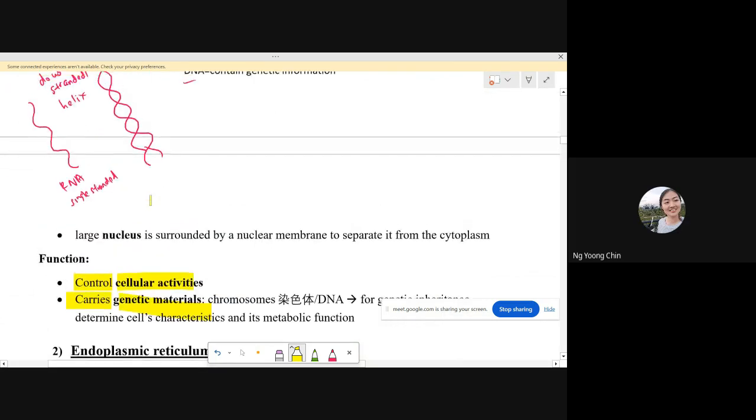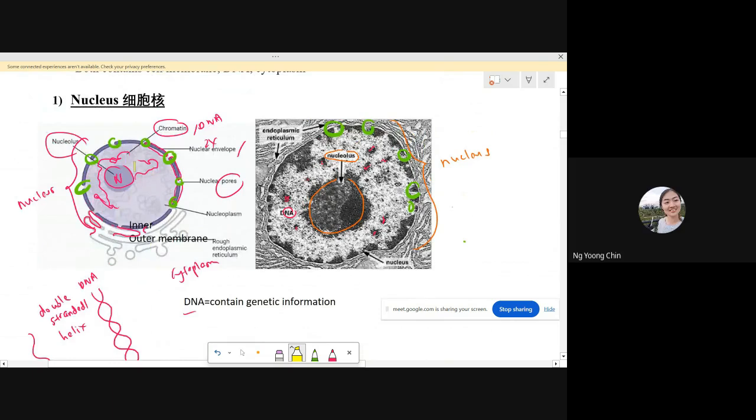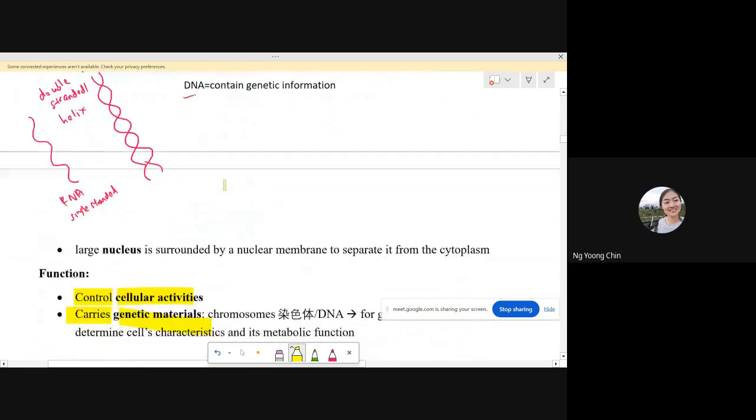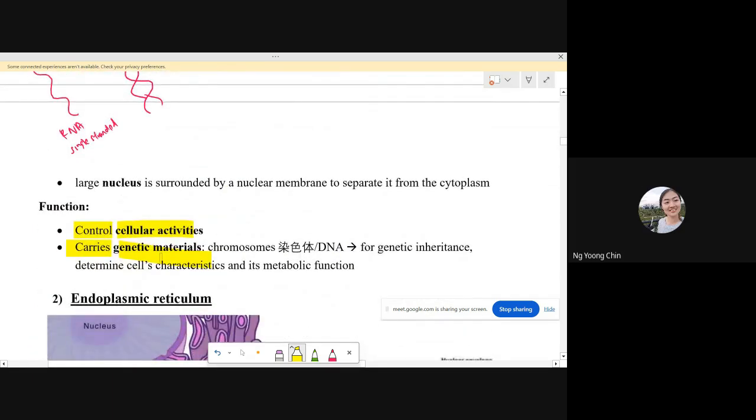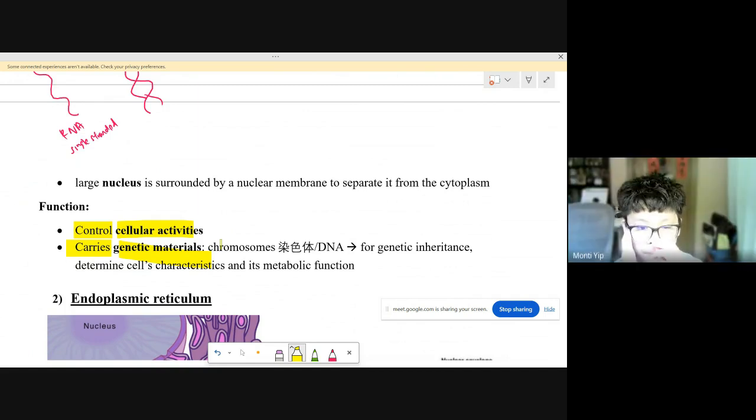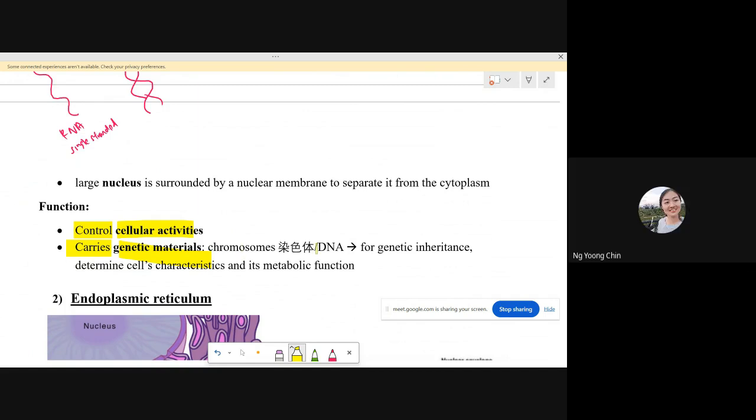Inside the nucleus they have the long-strand DNA. So they store, or carry, the genetic material such as the DNA, or you can write chromosome. This is for genetic inheritance. Inheritance means you can pass this genetic information from generation to generation.